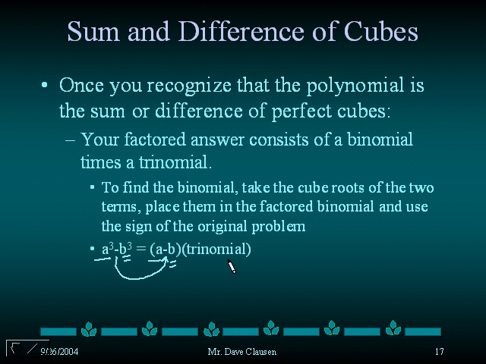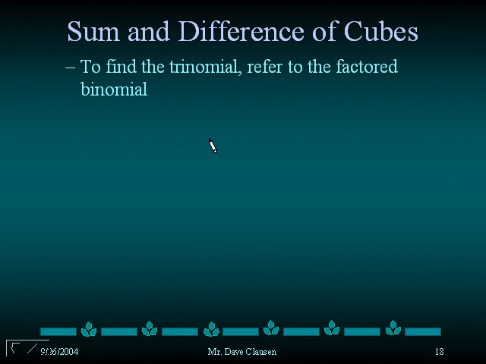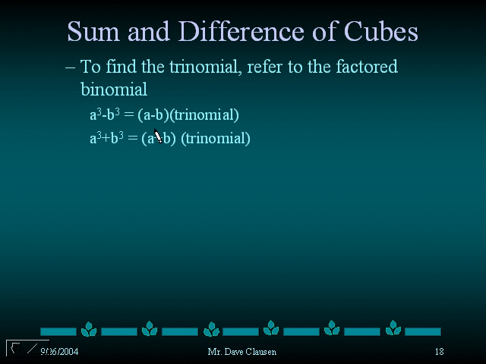We'll come to how we get to the trinomial in a moment. And again, whether it's positive or negative, the cube root of a to the third is a. The cube root of b to the third is b. And we're using the same sign in our binomial as we had in our original problem. So there's the difference and sum of two perfect cubes, finding the binomial portion. Let's address the trinomial. To find the trinomial, you start with the binomial.